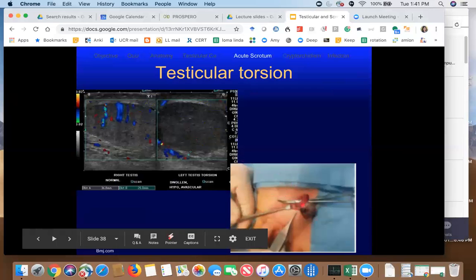Then if it is salvageable, what they do is tack it down. They do an orchidopexy, so it doesn't rotate anymore. In this case, it looks like it's infarcted, so they'll just do an orchiectomy and then put in a prosthesis.